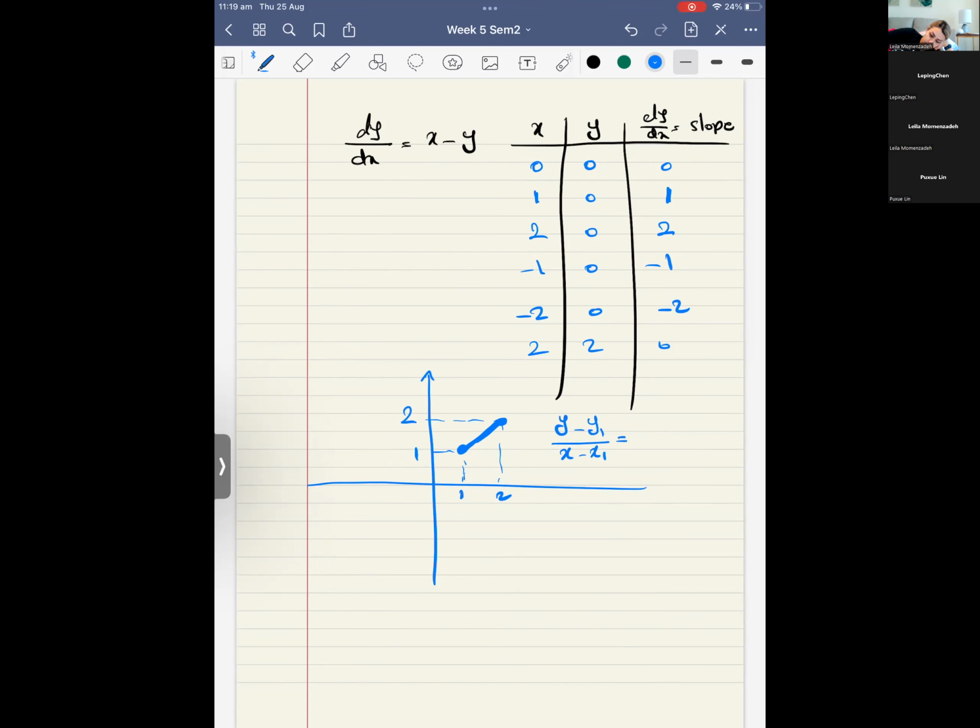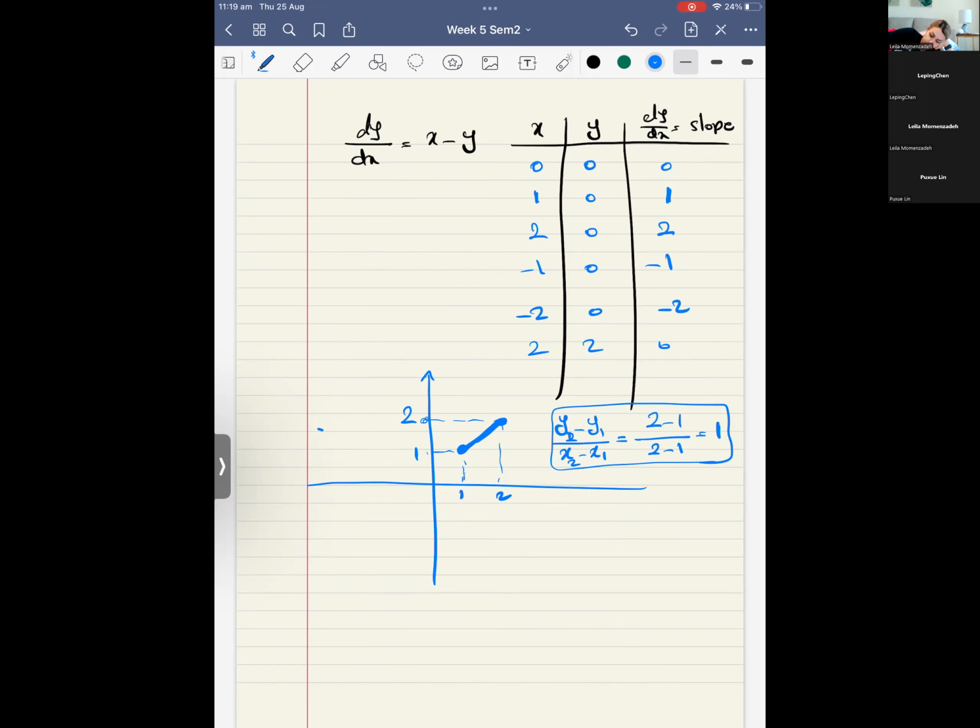It would be equal to, let me write y2 next. What is y2? It is 2. What is y1? It is 1. What is x2? 2, and x1 is equal. You know, the slope is positive. The shape looks like this.